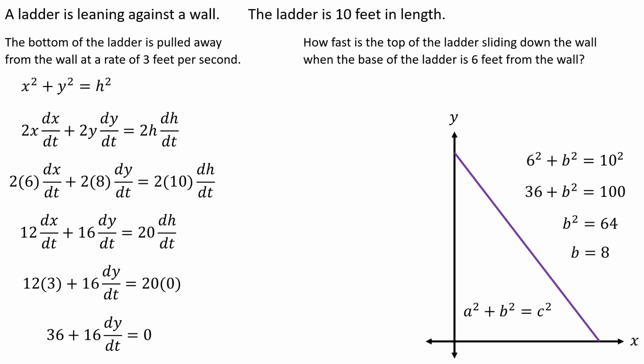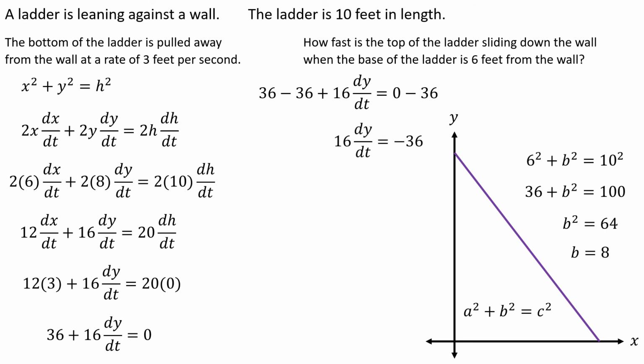Because instead of h squared, I could have put 10 squared, right? Because the ladder is always going to be 10 feet. So I could have started with x squared plus y squared equals 10 squared. And of course, the derivative of a constant is just going to be 0, and we could have had 0 right away. However, sometimes we have 3 different variables, and all 3 variables are changing. And so that's why I wanted to show it this way, where I actually took the derivative of that h squared. Let's subtract 36 from each side.